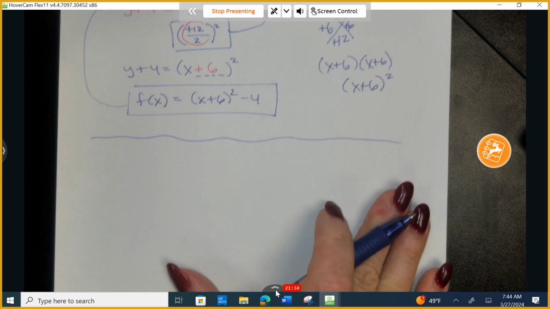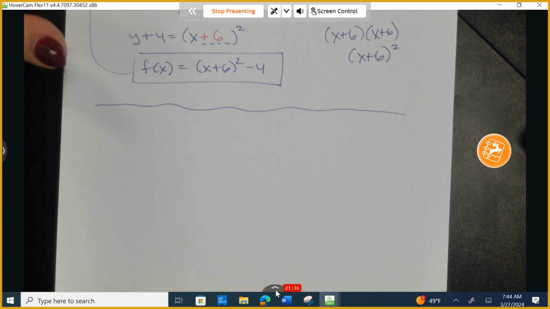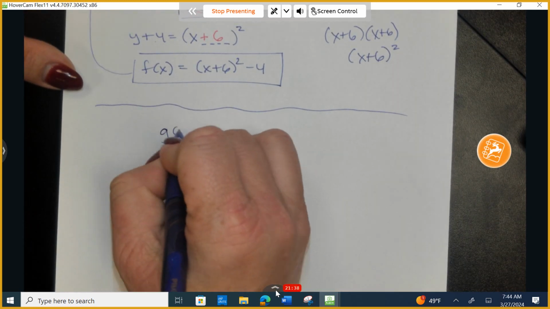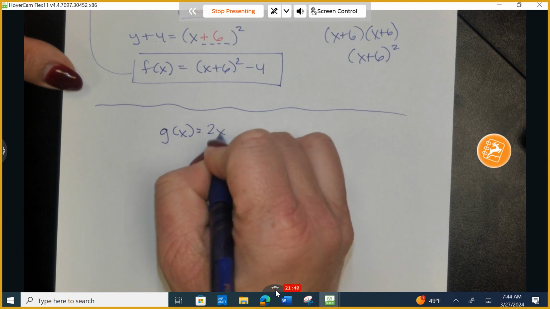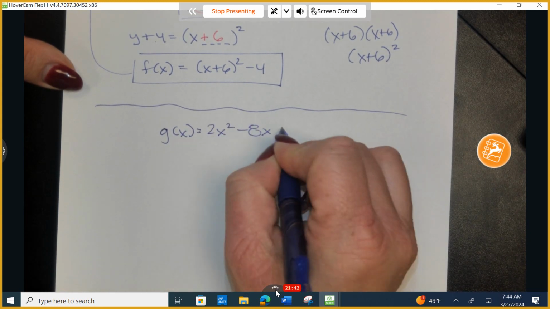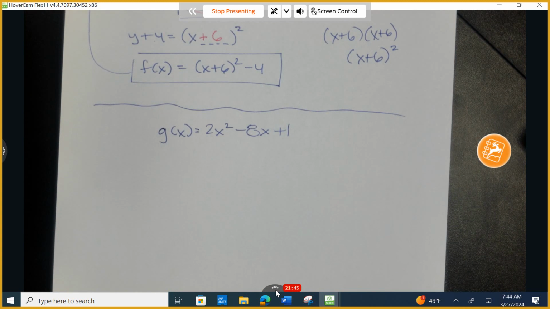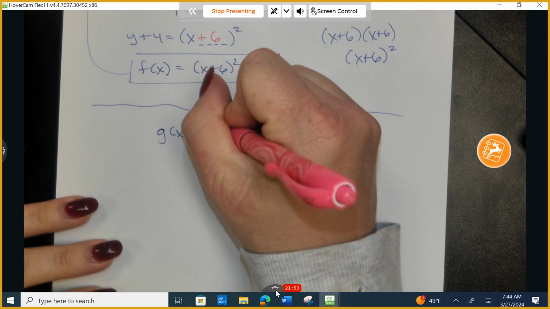Let's do one more. This one's going to be a little bit harder. Please write down g of x equals 2x squared minus 8x plus 1. So what is different about this? Can anybody tell me what's different about this problem? Okay, everybody put a little arrow here.